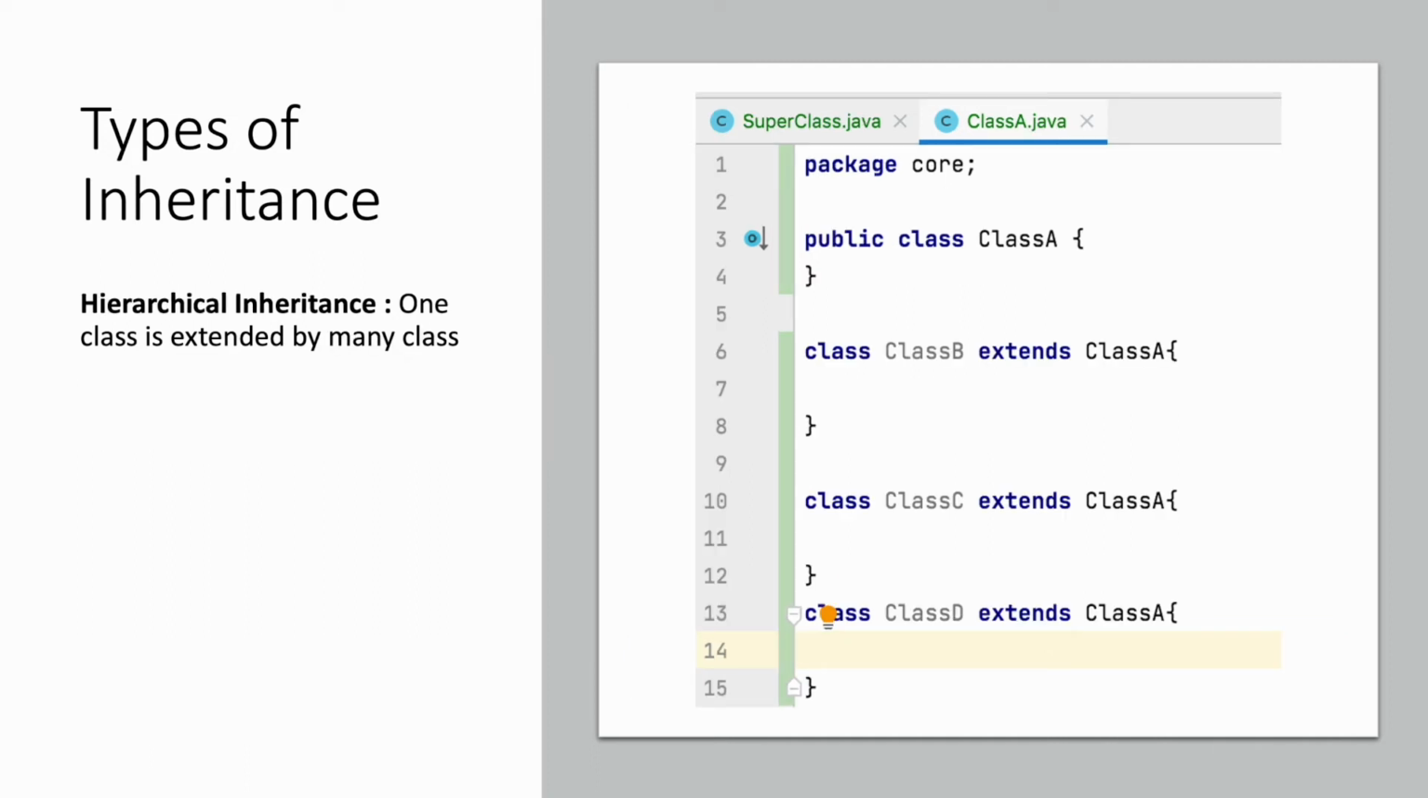Hierarchical inheritance: one class is extended by many classes. That type of inheritance we call hierarchical inheritance. That means we have a class A, and we are creating a subclass B by extending class A, and class C by extending class A, and class D by extending class A. That means one class is extended by many classes.